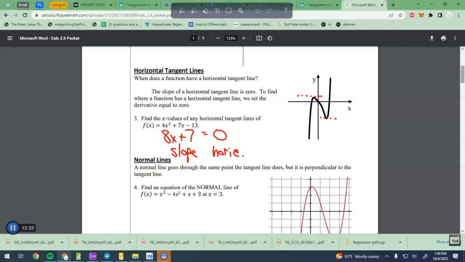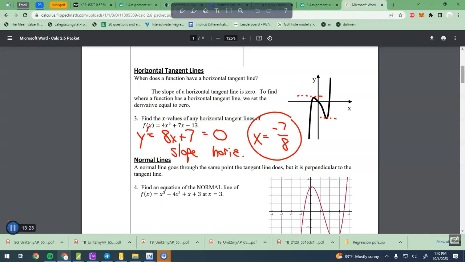Wait, the 8x plus 7 is just the derivative. That's the derivative. I'm not done yet, because that's the equation I have to solve, but I still have to solve it, right? So that would end up being x equals negative 7/8.